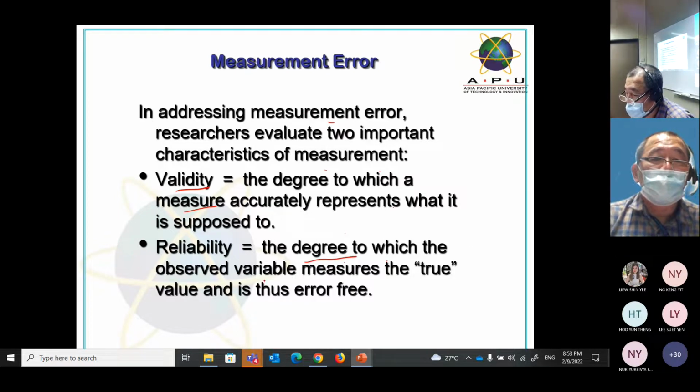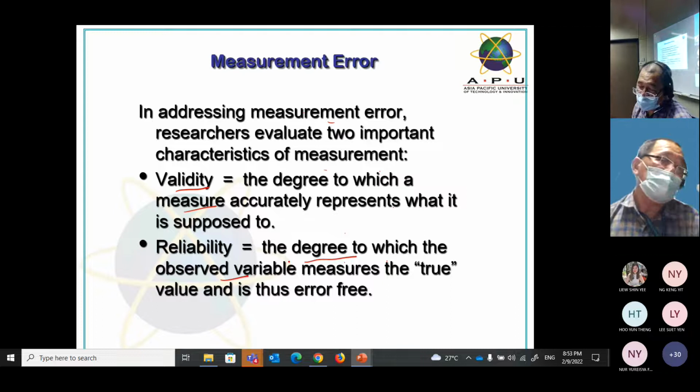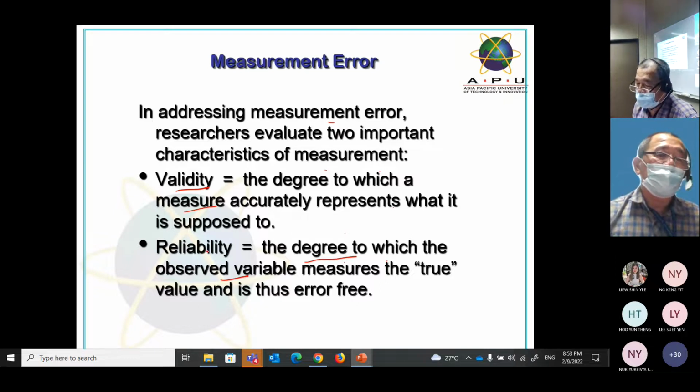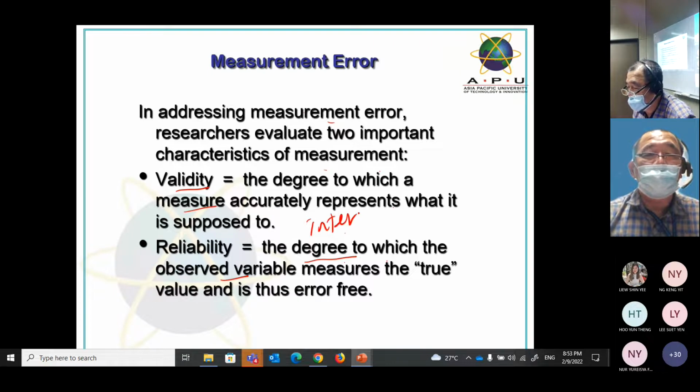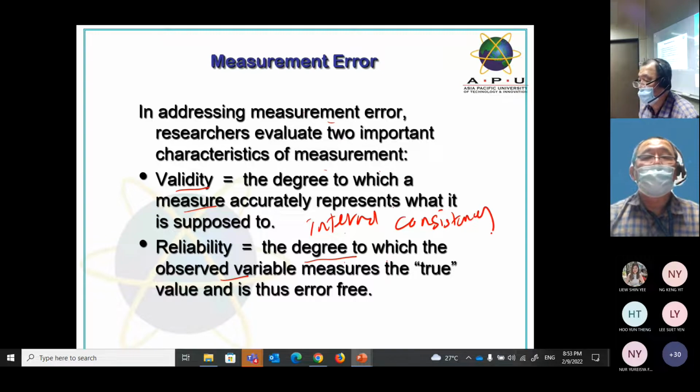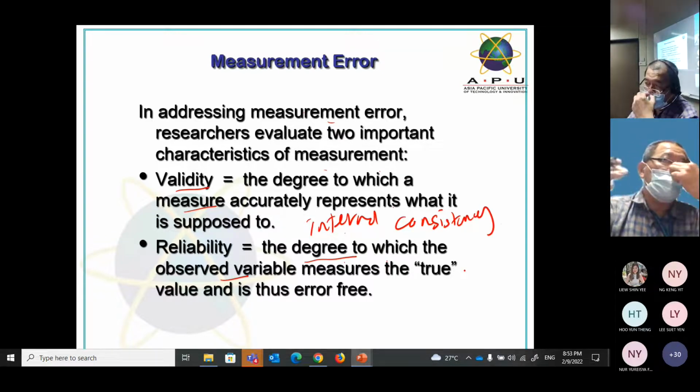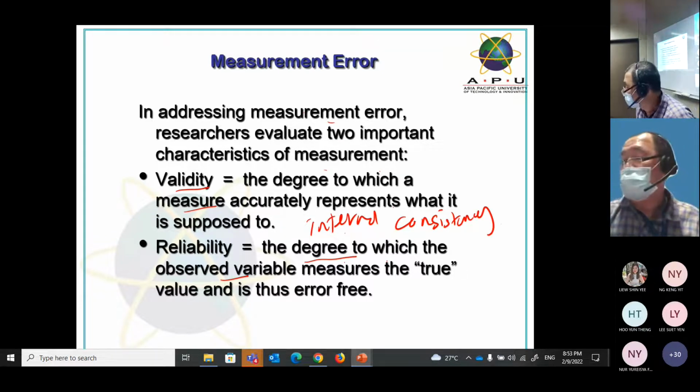So we have another term for the reliability, we call this internal consistency. So to make sure that they all measure the same thing, internal consistency.